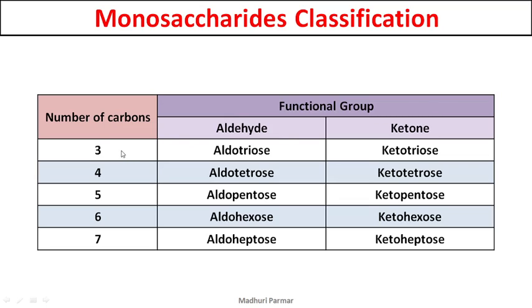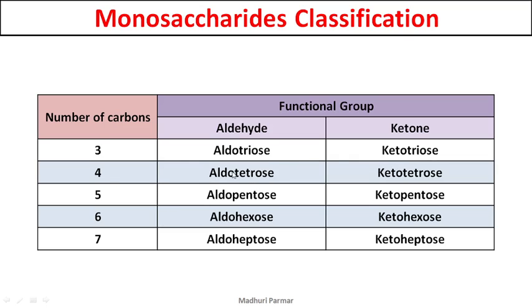Fine. Now let us start with the 3. The minimum amount of carbons required to make a monosaccharide is 3. Below 3, there is no monosaccharide. There are no carbohydrates. Carbohydrates start with 3 carbons minimum. These 3 carbon carbohydrates, if they have an aldehyde group, are called aldotriose. If they have a ketone, they are called ketotriose.